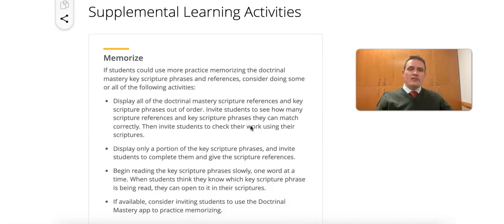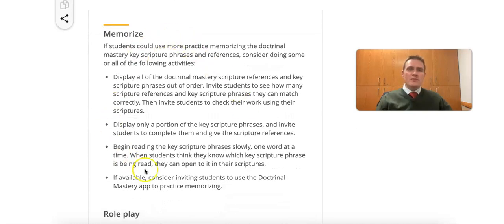The second idea I have goes here with the supplemental learning activities, this memorize box. And it is important that we memorize the key scripture phrase with the Doctrinal Mastery passages. And we've had a couple of new Doctrinal Mastery scriptures in the book of Revelation. So a really quick memorizing activity that you can do is to have the students sit in a circle or a semicircle just around the room. And they're going to go around and say one word at a time until they've said the reference and the key scripture phrase. So for example, with Revelation 20, verse 12, one student would say Revelation.